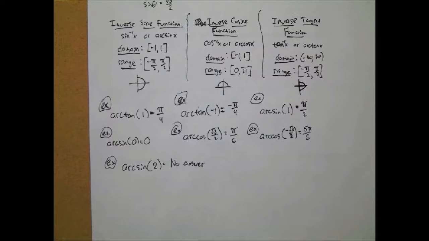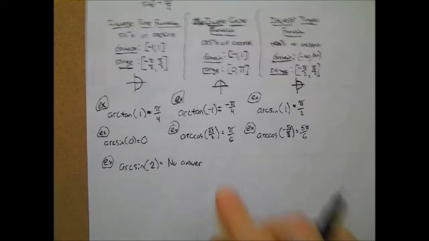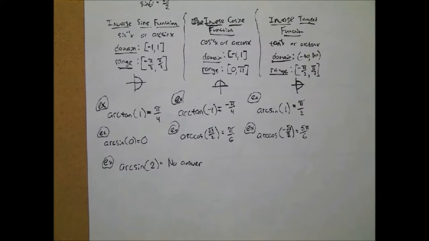No answer is the answer, because what's the highest value that sine can be? 1. So there is no way to take sine of an angle and get 2. So the answer is there is no answer. We're not done, but that was the hardest part for sure.